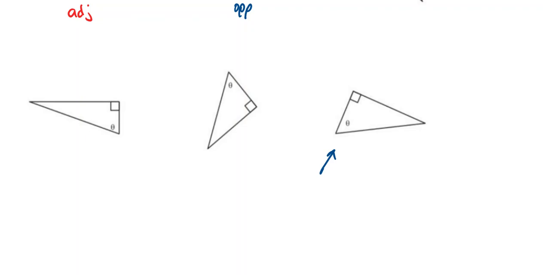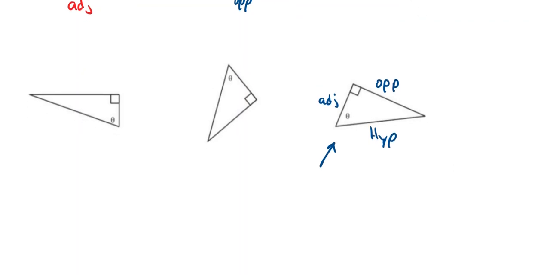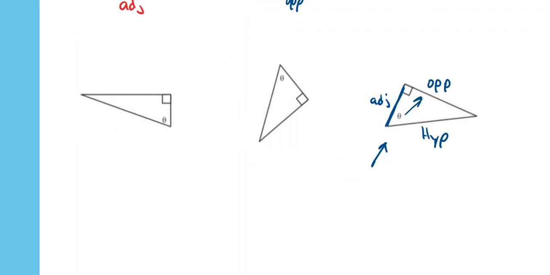Commit to the side names. What do you think? All right, so this is what we ended up with. It's upside down, right? So sometimes it's hard to see, but this is still my adjacent. The opposite is still on the opposite side of the angle. So yeah, we're good to go.